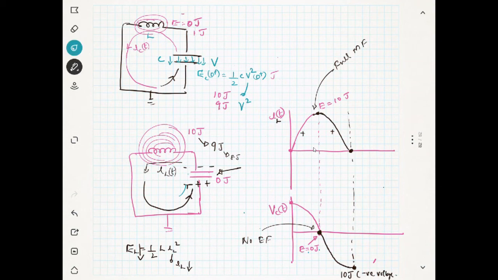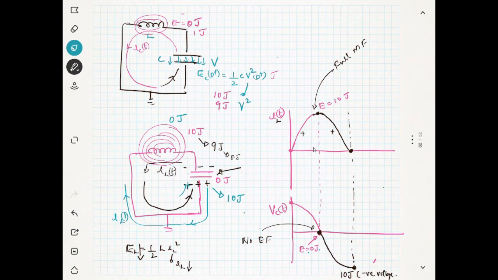The inductor current now goes to 0, and there is no energy in the inductor. Inductor energy is 0 joules, and the capacitor energy is now 10 joules. Now who will act like a source? The capacitor. The capacitor will act like a source, so the current will start flowing in the opposite direction, right? Current has to come from positive. That means now the inductor current is opposite.